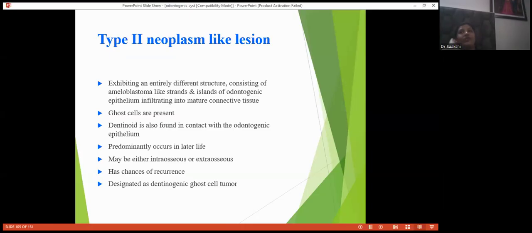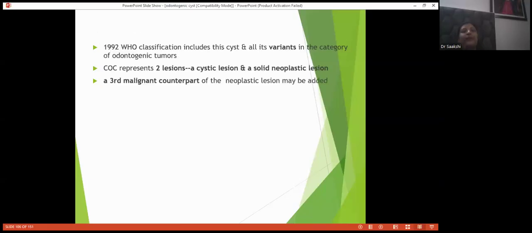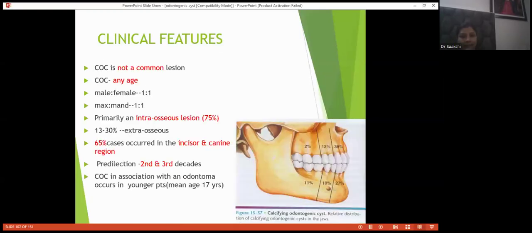It may be intraosseous or extraosseous. It has high chances of recurrence and it is designated as a dentinogenic ghost cell tumor. Now, in 1992, the WHO classification included this cyst and all its variants in the category of odontogenic tumors. The COC represents two lesions, that is, a cystic lesion and a solid neoplastic lesion. So, a third, malignant counterpart of the neoplastic lesion was later added to this category.